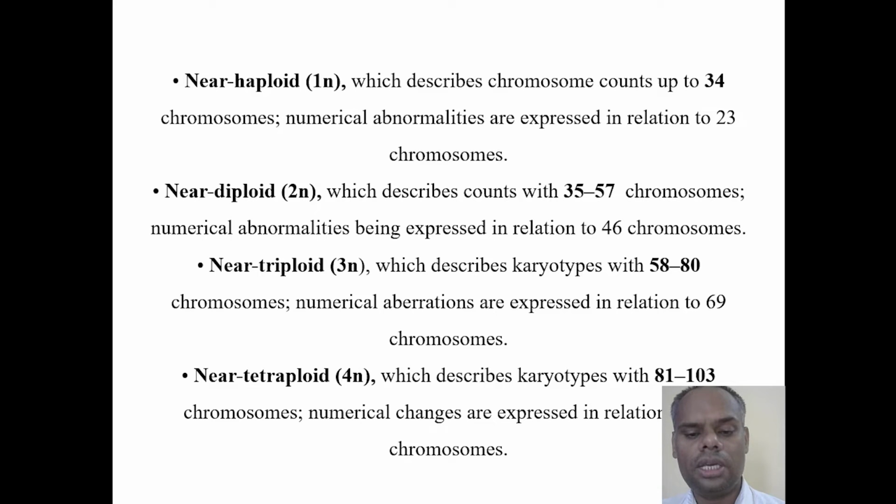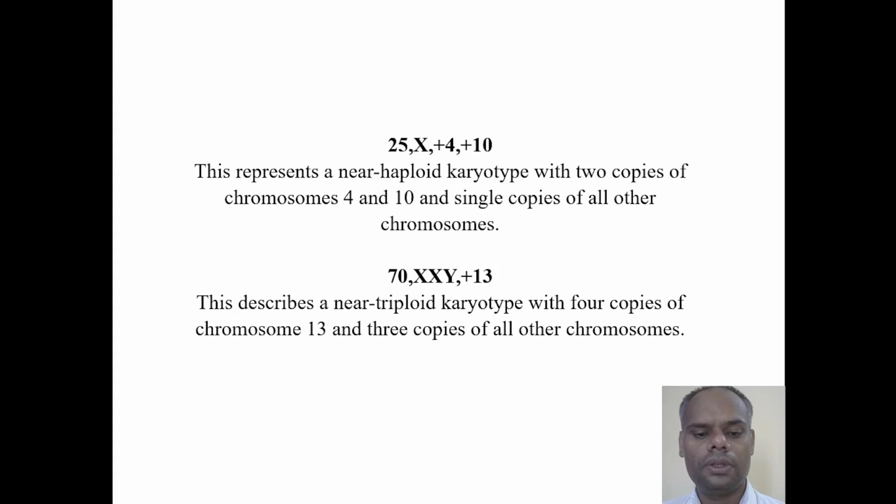Near triploid 3N, which describes karyotypes with 58 to 80 chromosomes. Numerical aberrations are expressed in relation to 69 chromosomes. Near tetraploid 4N, which describes karyotypes with 81 to 103 chromosomes. Numerical changes are expressed in relation to 92 chromosomes.